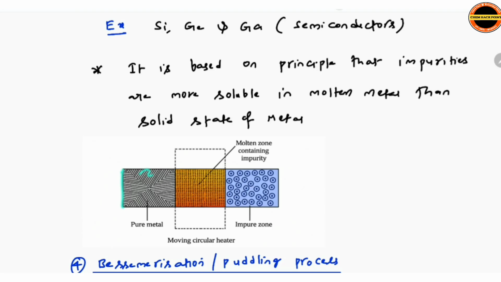Here we are taking one metal rod, we can say an impure metal rod where impurity is also present. To this impure metal rod, we are connecting one moving heater. We can move this heater left and right. We are starting from here, which is the preheated moving heater.